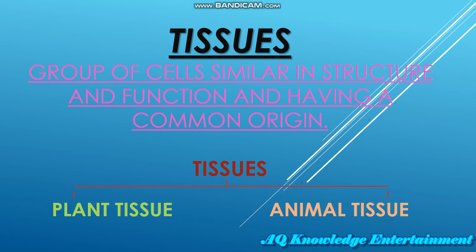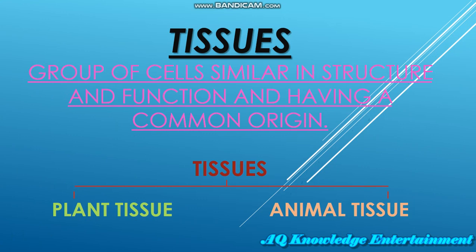Tissues are a group of cells similar in structure and function and having a common origin. It means there is a group of cells that come together, and they have the same structure and the same function. Function means the work they do, so they do the same work and have the same structure. Having a common origin means they all come from the same place. So now we know what a tissue is, right? Let's go on to the divisions of tissue.